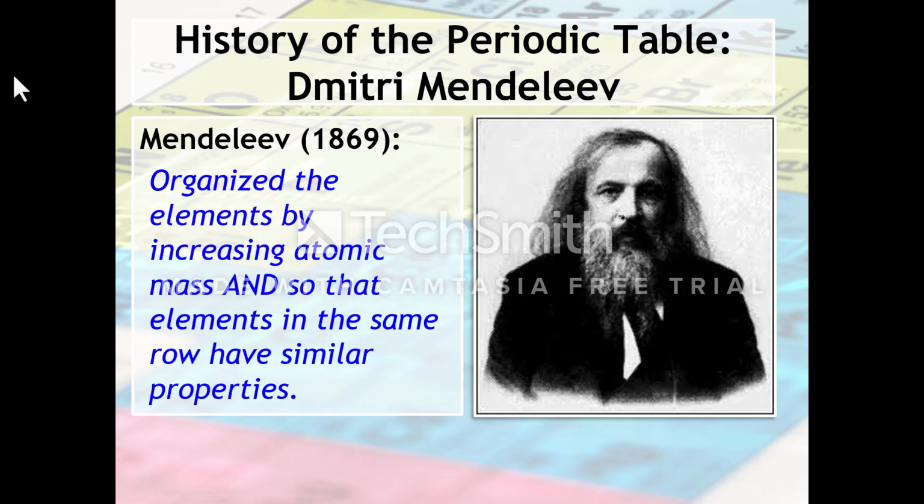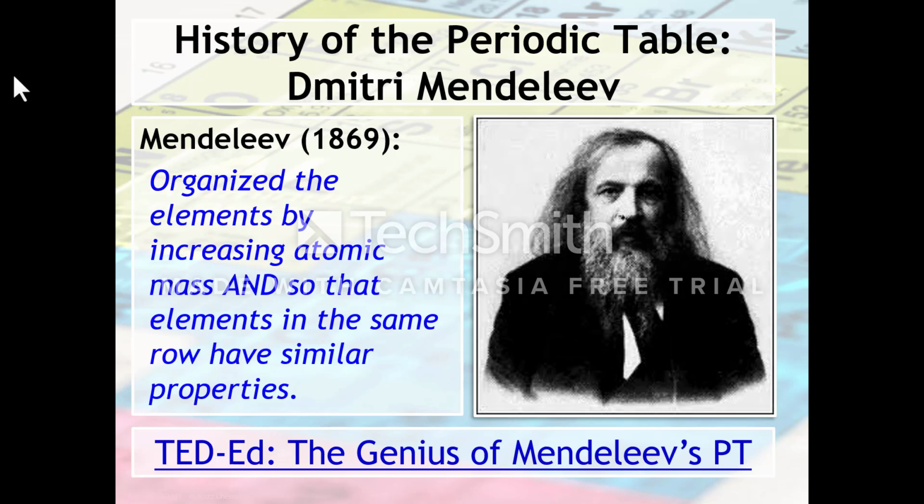And if you're writing notes right now and you have the guided notes, you'll be writing everything in blue. So I'm going to pause here and give you a moment to record these notes. And if you have access to this PowerPoint, which you should on Google Classroom and the class website, you can click on this TED link about how Mendeleev arranged the periodic table. We're not going to watch that right now.